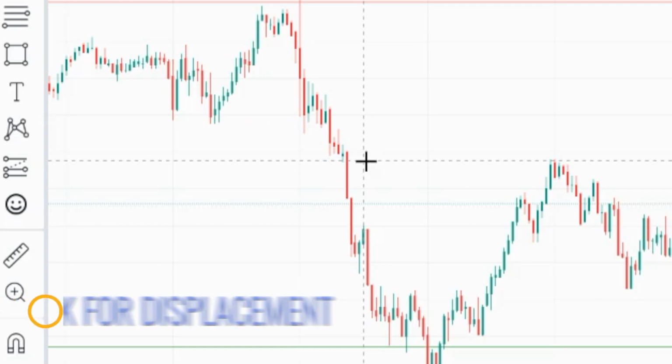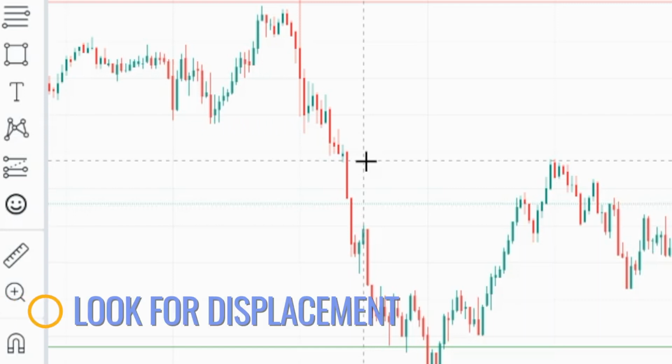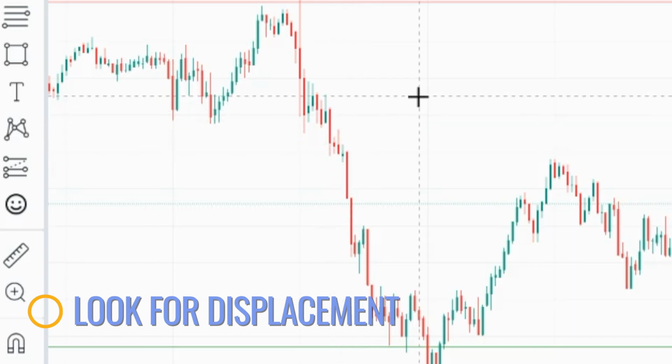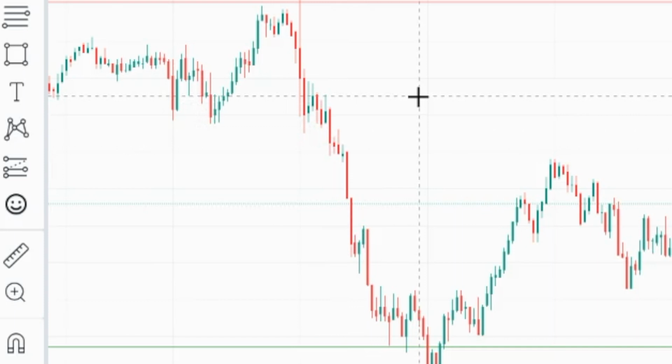Third thing I want to look for is what I call displacement. And all that really is a bigger explosive candle that presents a gap in pricing for me. And I'll show you what that gap looks like. And you hear it called different things. It doesn't really matter. All it is a gap in pricing. It's an inefficiency where you can find a really high reward to risk type entry.